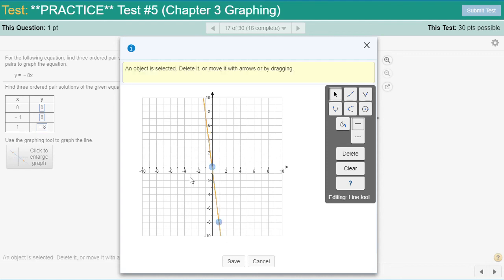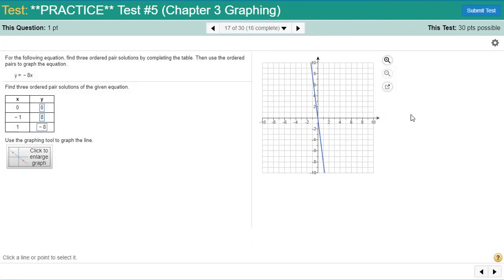That locks my line in, and I can go ahead and hit save. Again, you can see we come back to the test screen. The line we just created is now locked in as our answer, and we're ready to proceed to question 18.